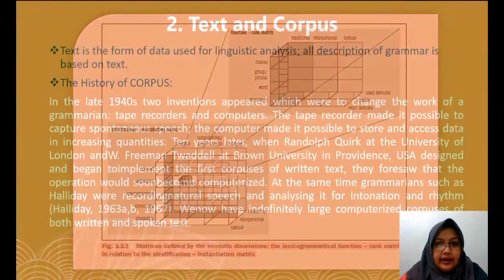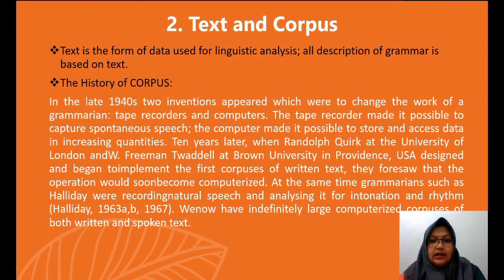Okay, next, number 2, text and corpus. Text is the form of data used for linguistic analysis, or a description of grammar is based on the text. And then here, I will explain the history of the corpus. From the late 1940s, two inventions appeared which were to change the work of a grammarian: tape recorders and computers. The tape recorder made it possible to capture spontaneous speech, and the computer made it possible to store and access data in increasing quantities.